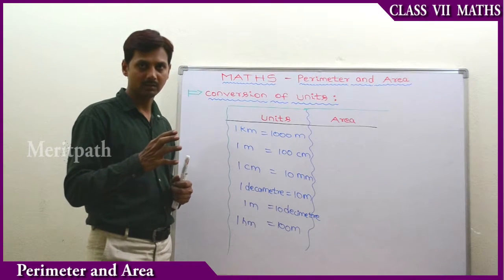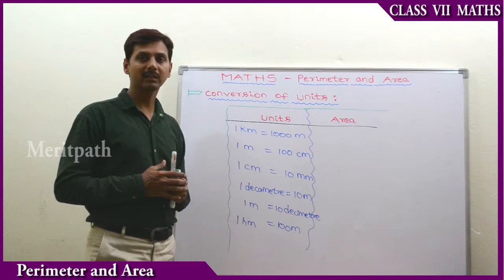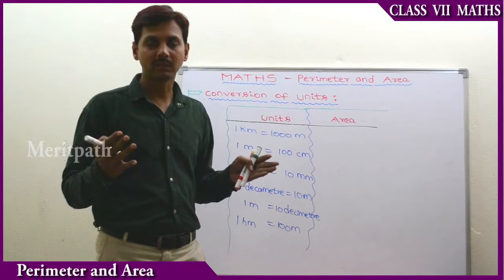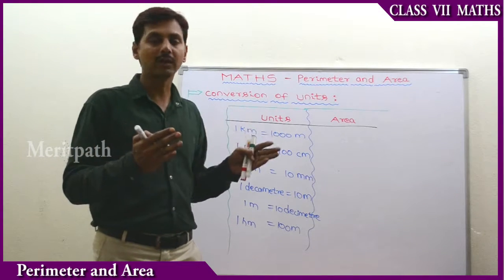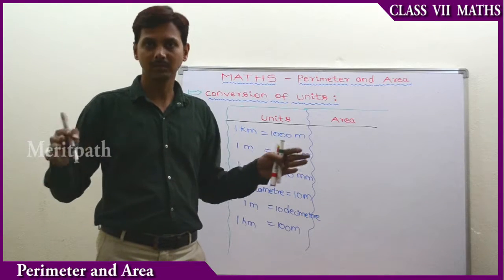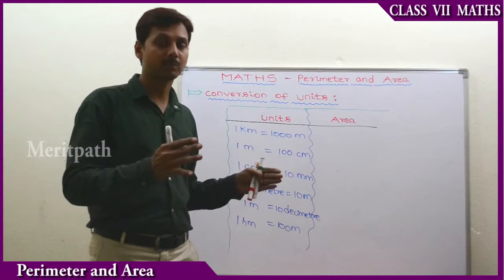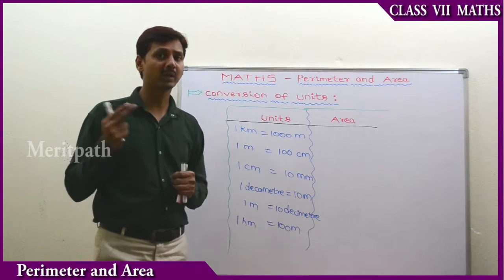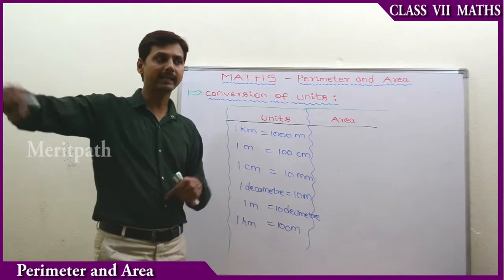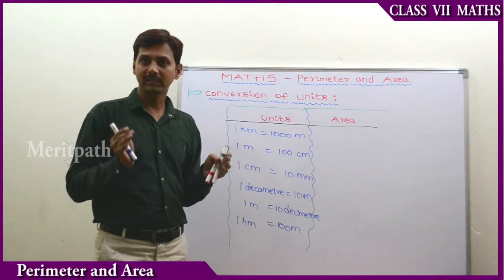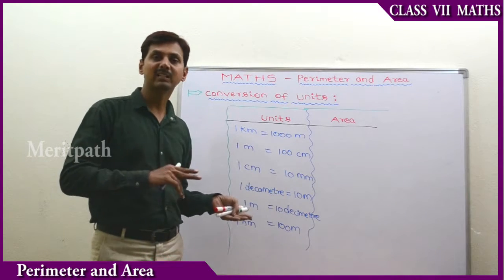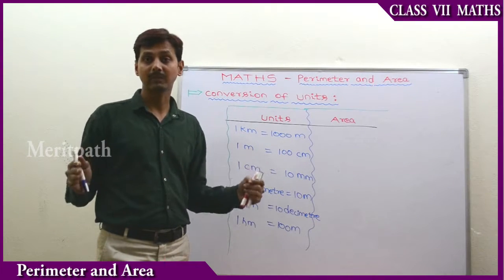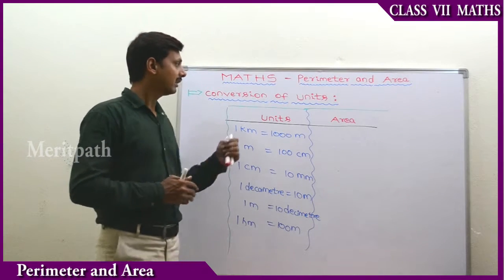We have learned that the space occupied by a particular body or object on a surface is called area. Area has 2 dimensions, length and breadth, and when we multiply the length and breadth, we get the area of a particular object on the surface. So this is area.